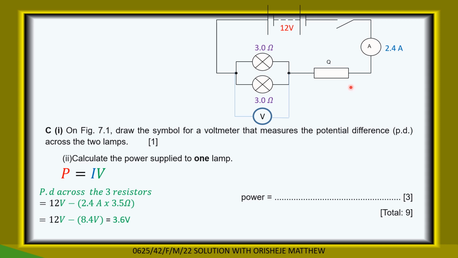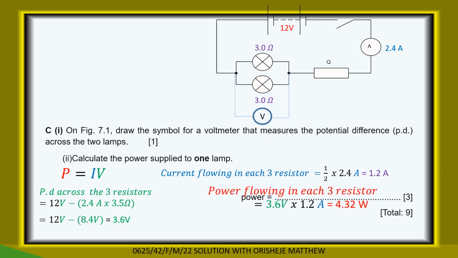Okay, so now let's find the power. The current flowing in each resistor is half of the total current that flows into the parallel circuit, which gives me 1.2 ampere. The power in each resistor is the PD multiplied by the current. So 3.6 volt multiplied by 1.2 ampere gives me 4.32 watts, or joule per second. So that is the power across it. With that, we've come to the end of this question.